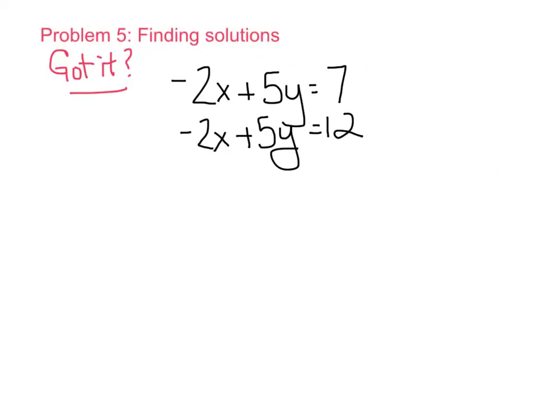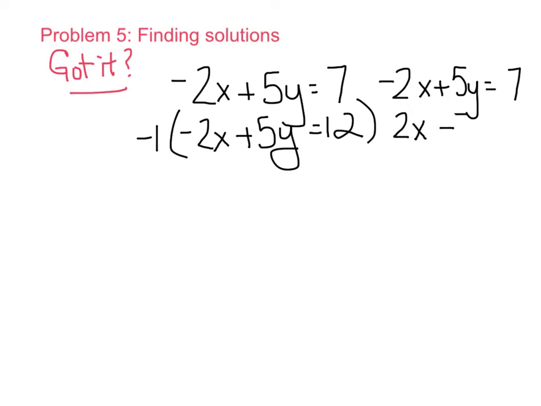The got it problem on page 251. So, everything is lined up. Will anything cancel? No. So let's make, it doesn't matter, x or y. I'm going to multiply the bottom equation by negative 1 to make that a positive 2x. So this top equation does not change. The bottom equation becomes 2x minus 5y equals negative 12. Step 3, add them together.